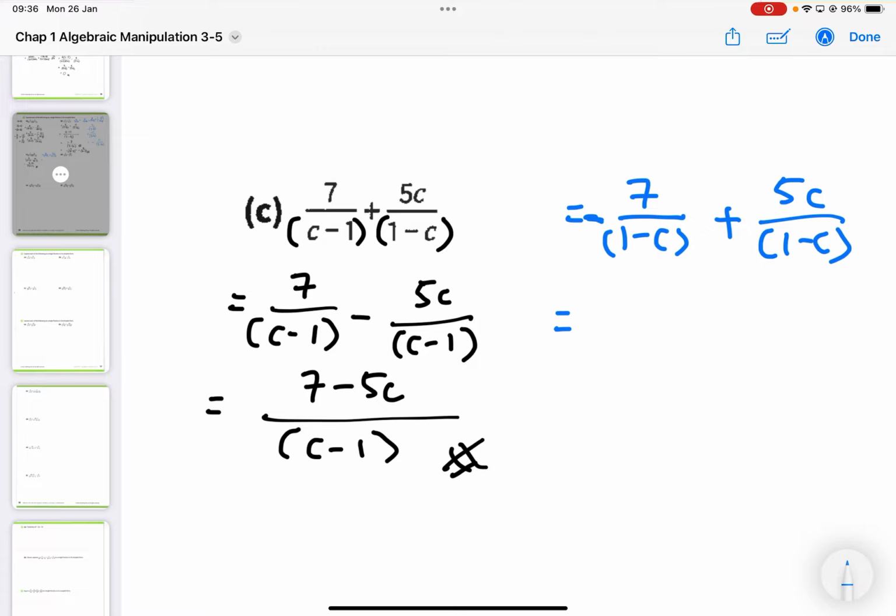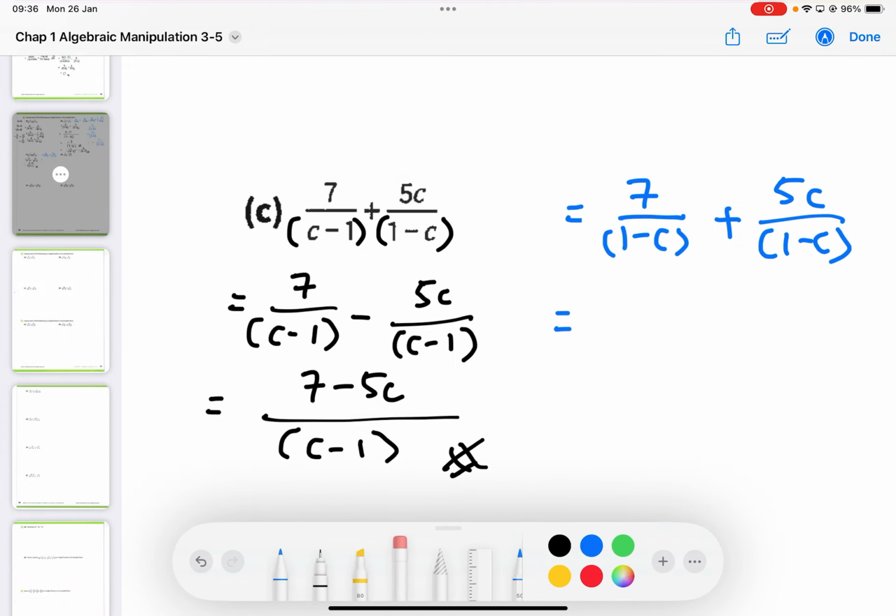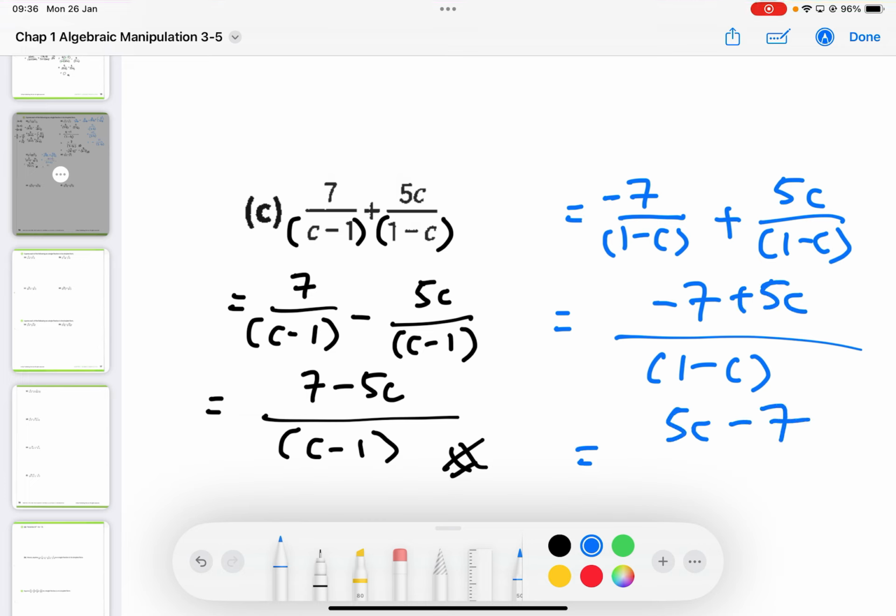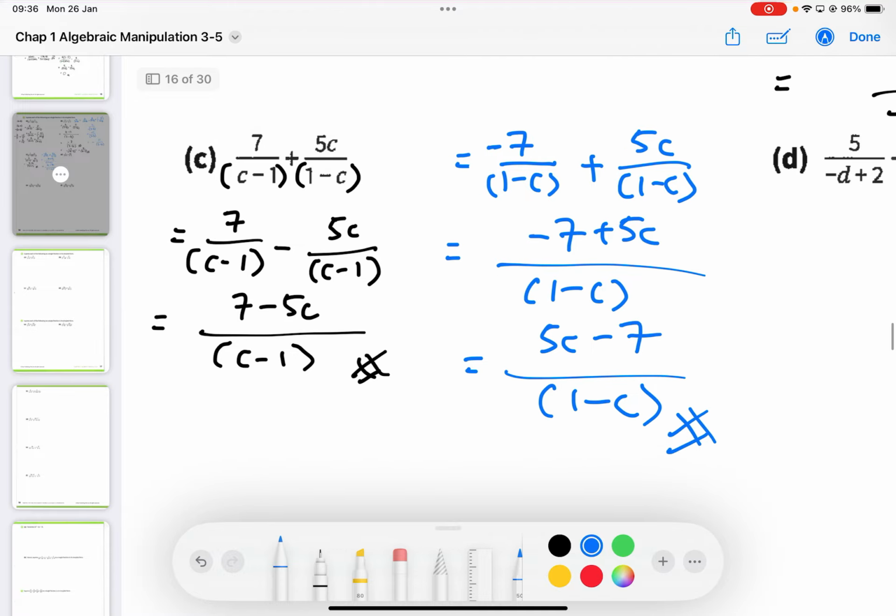Then my minus is taken out already. My minus can put below, can put on top, can put beside. So for this one, I will want to put my minus on top, because I want the bottom to be exactly the same. Okay? Then once the bottom is exactly the same, I can put negative 7 plus 5c or 5c minus 7 over 1 minus c. Either answer will also give you full marks. It is actually no difference.